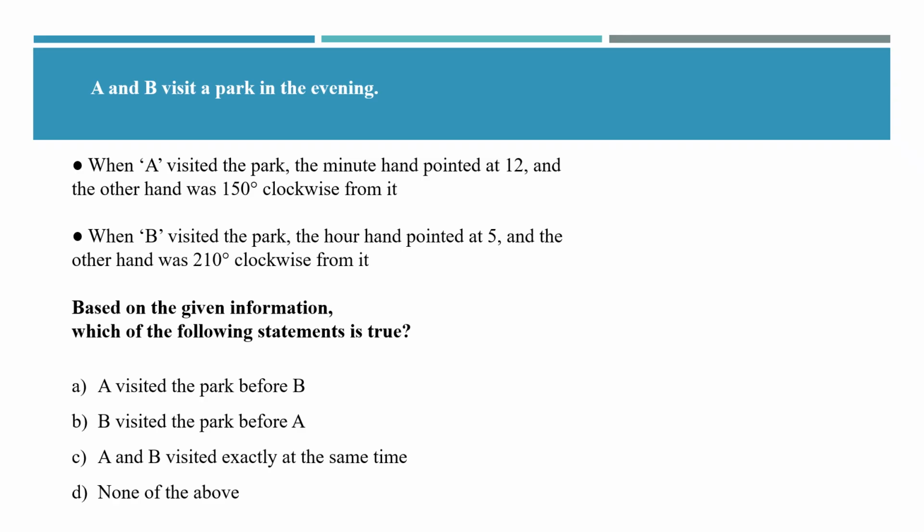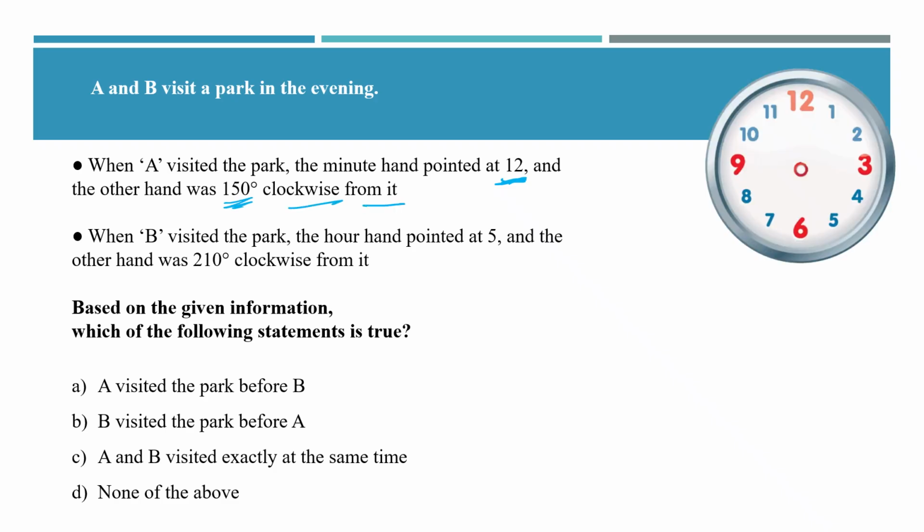A and B visit a park in the evening. When A visited the park, the minute hand pointed at 12 and the other hand was 150 degrees clockwise from it. Let us assume a clock. Visited park, minute hand pointed at 12. Let me point 12, the minute hand. And the other hand was 150 degrees.